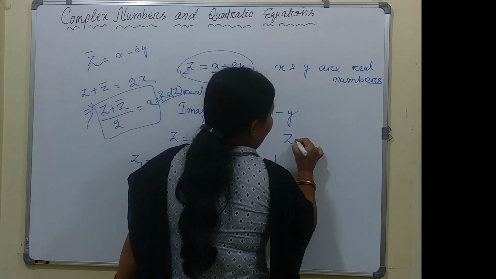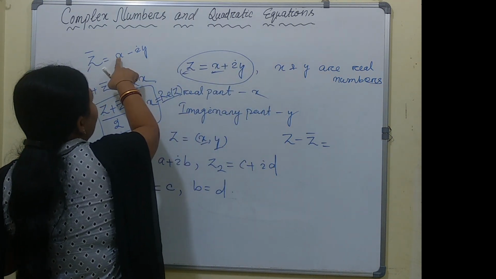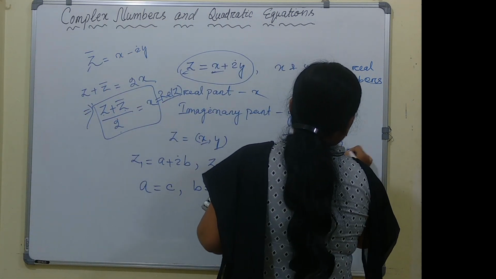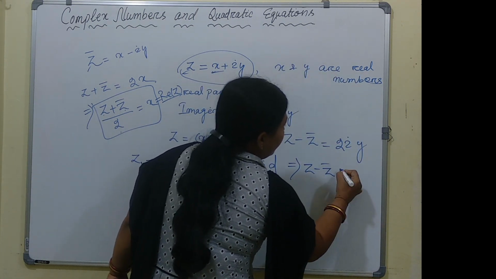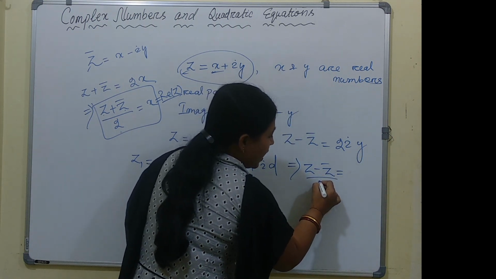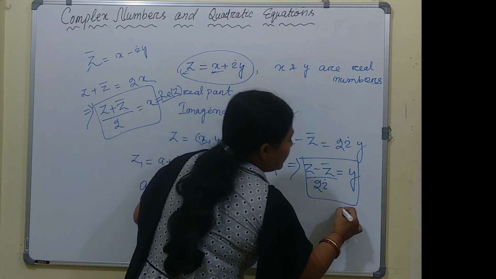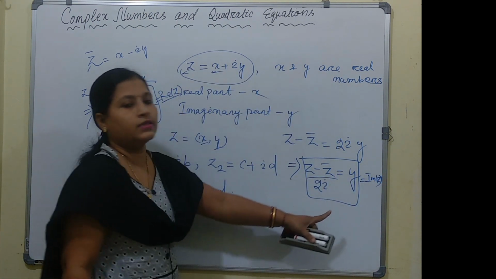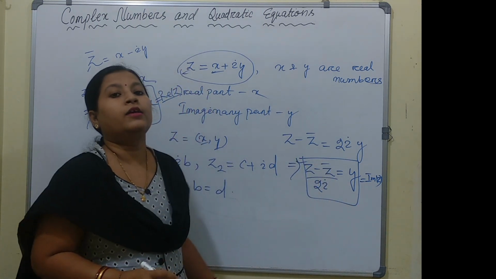When z − z̄ = x + iy − (x − iy), that is 2iy. So that implies z − z̄ = 2iy. So (z − z̄) / 2i is equal to y. y is the imaginary part. So here the imaginary part of z is equal to (z − z̄) / 2i.